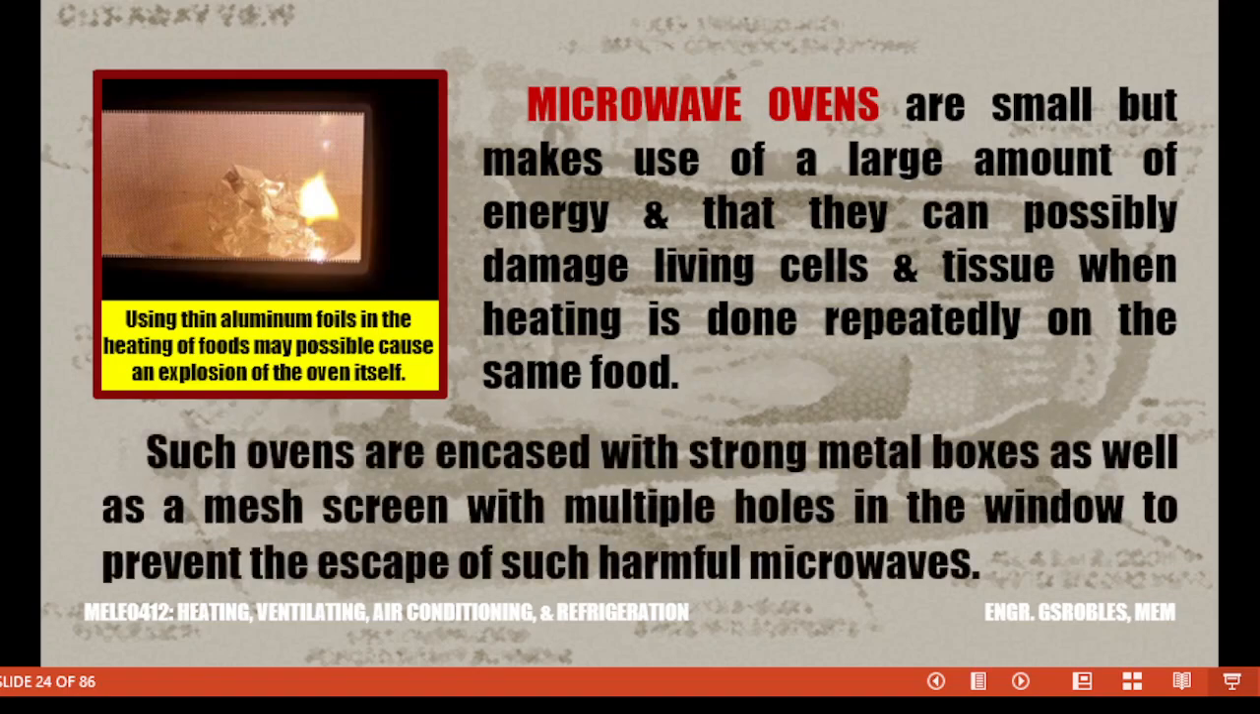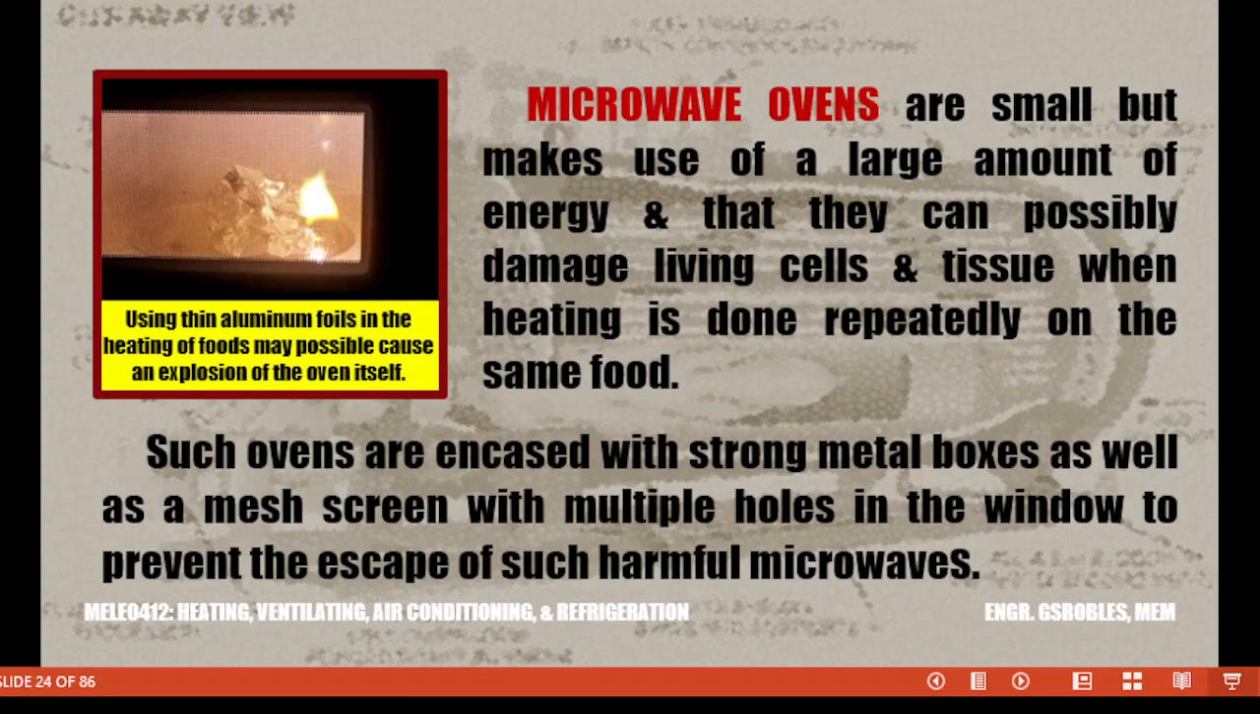So, as was mentioned earlier, mataas yung risk natin of contracting a disease when food is to be eaten repeatedly when heated inside such microwave oven. So, normally, nagkakaroon tayo ng cancer, no? So, as a means of protection, yung mga microwave ovens na to are encased inside strong metal boxes.